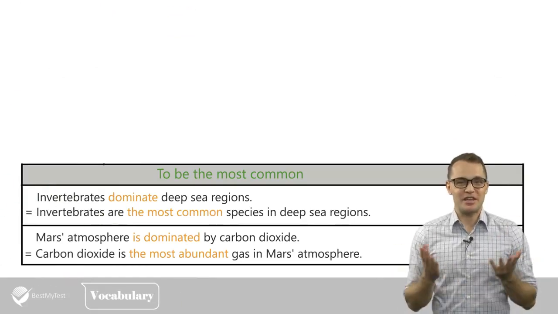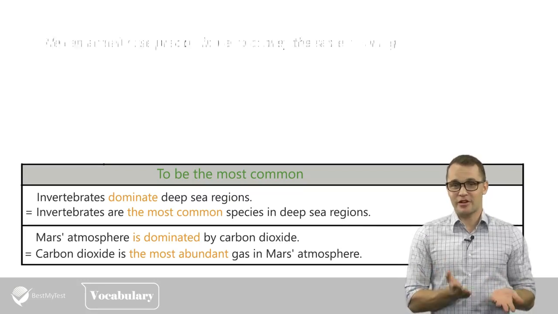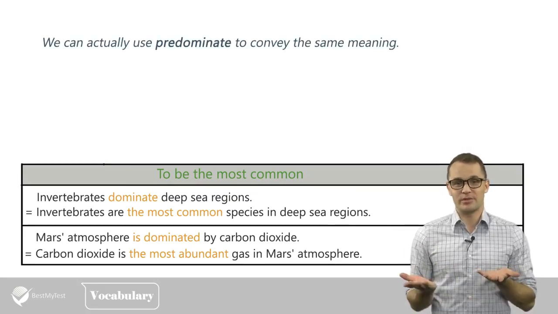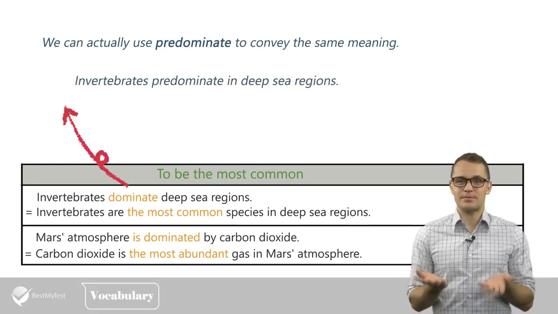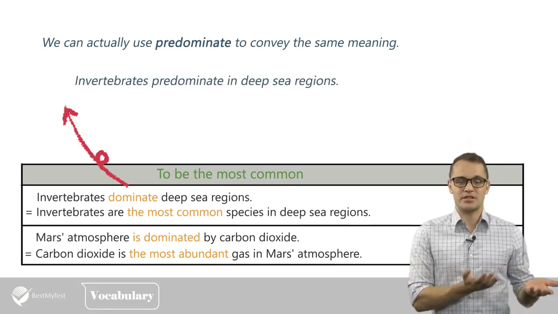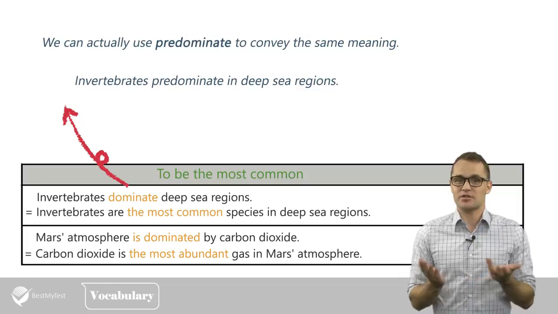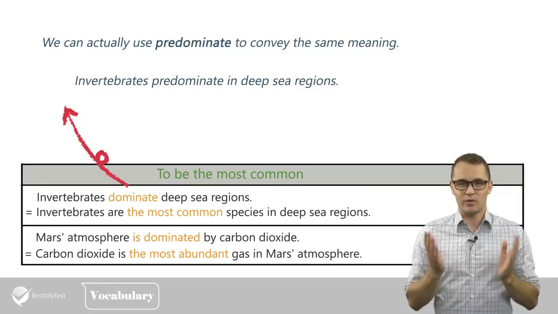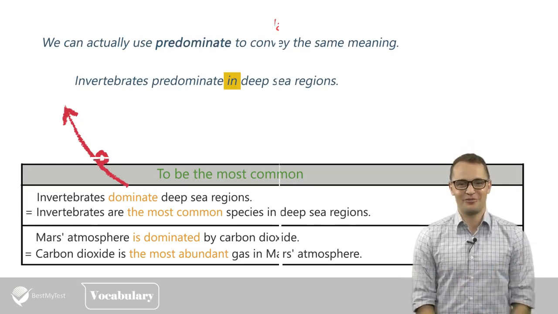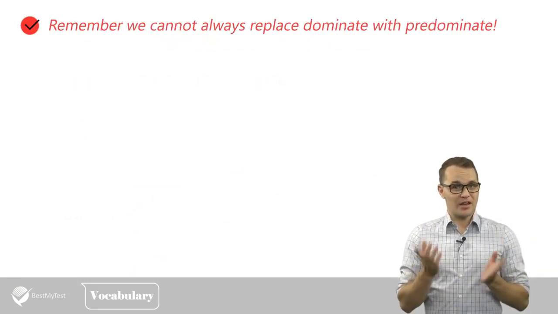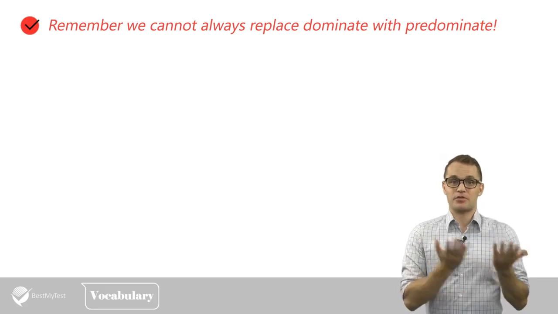Okay, since here the meaning of dominate is to be the most common, we can actually use predominate to convey the same meaning. For instance, I could say invertebrates predominate in deep sea regions, instead of invertebrates dominate deep sea regions. I will explain why we have to use in here in a bit, so please stick with me for now. Remember, we cannot always replace dominate with predominate.